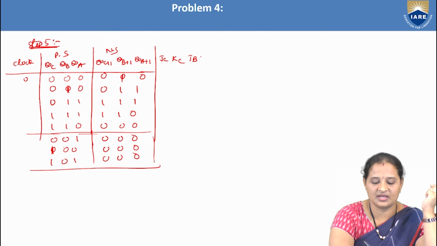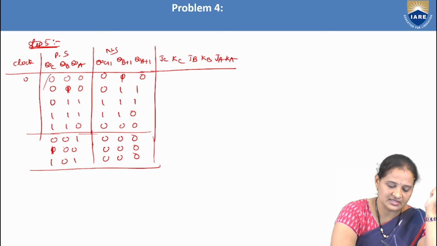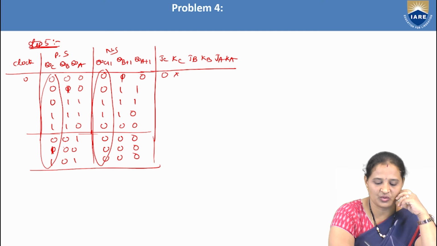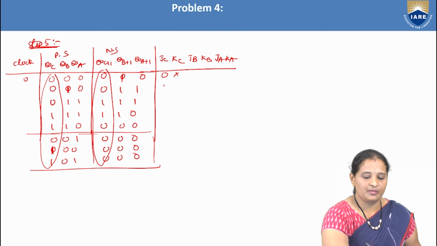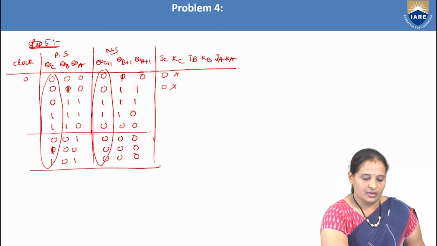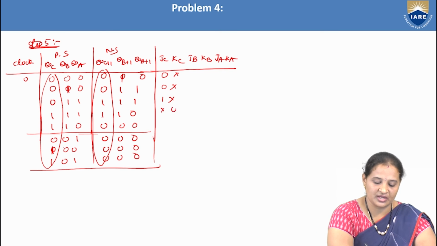So JC, KC, JB, KB, JA, KA. Now based on this, first let us consider QC and QC plus 1, and we'll write down 0, 0, 0 don't care. Okay, and next 0, 0, 0 don't care. Next 0, 1, 1 don't care. 1, 1 don't care 0.